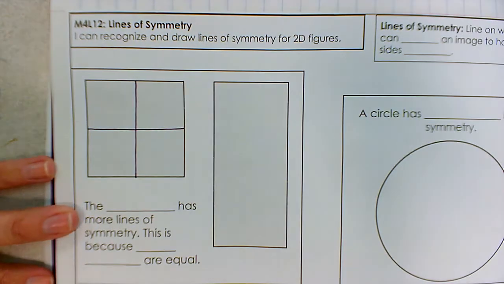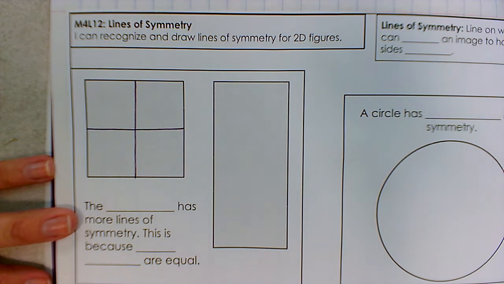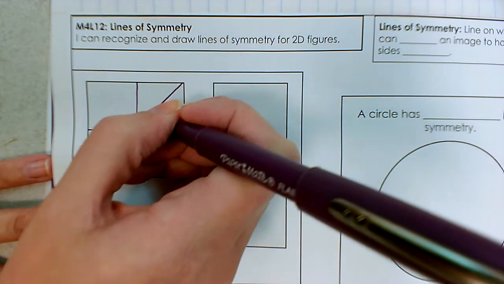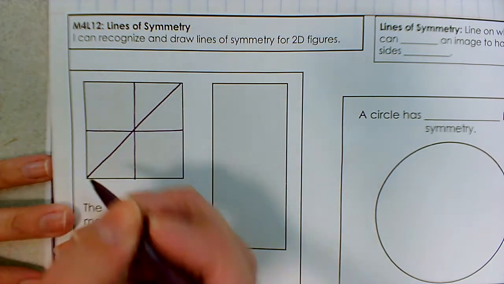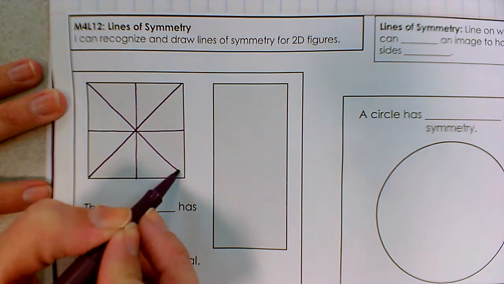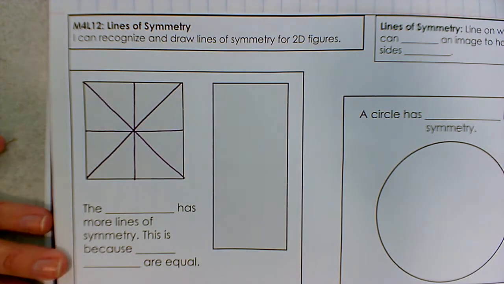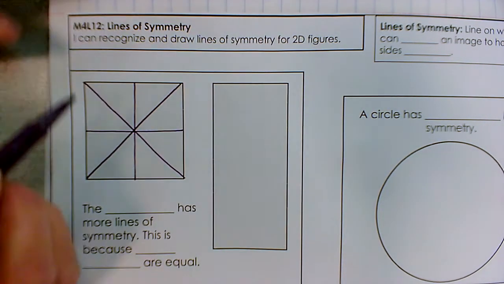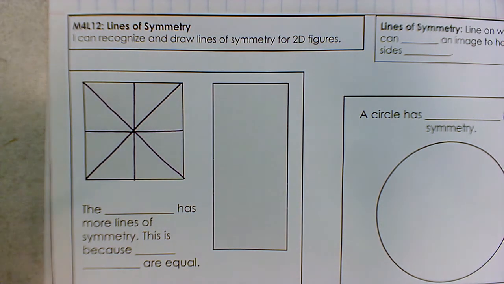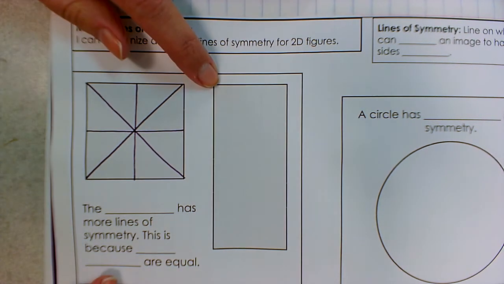Now I want you to think, are there any other ways that I could fold this square where it would be perfectly equal? Well, I know some of you are used to making origami, and when you take a square and you fold it in half diagonally, you get a triangle. And so I know that I can fold it both ways diagonally. Every time I pick one of these lines to fold on, each side matches up just perfectly and they are equal.